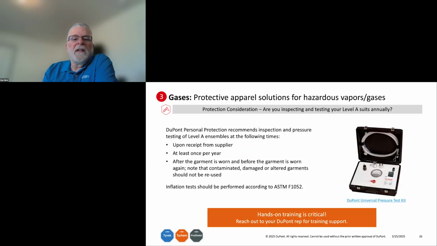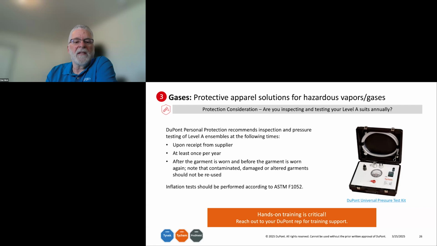So one of the other things that you need to know about a level A is they need to be tested. And there are several times you want to test them. One is upon receipt from the supplier. So we test all of our level A's, give them a pressure test and a full visual inspection. Every one that leaves the factory tests out and is vapor tight or airtight.